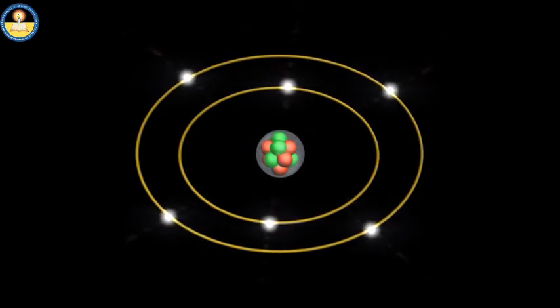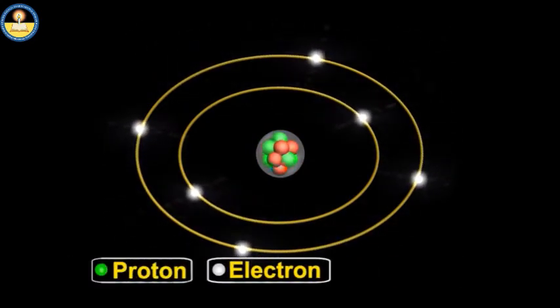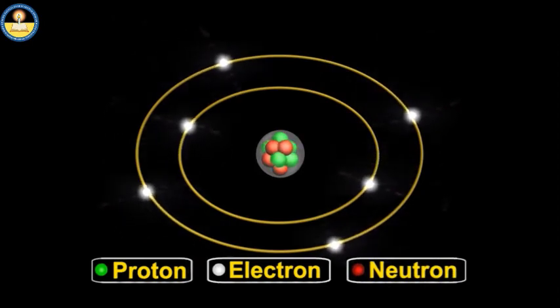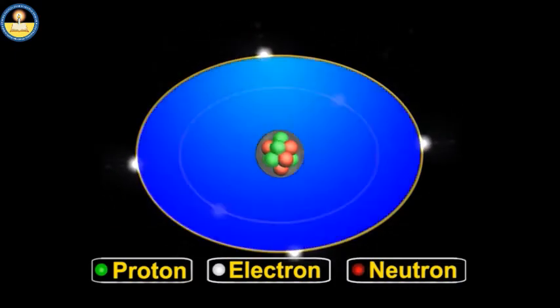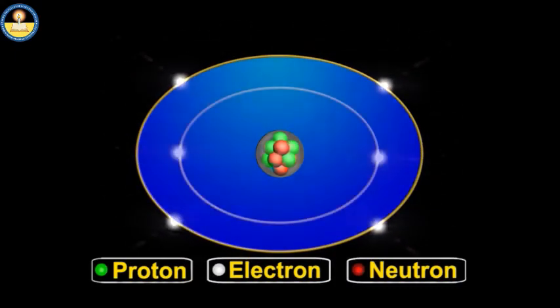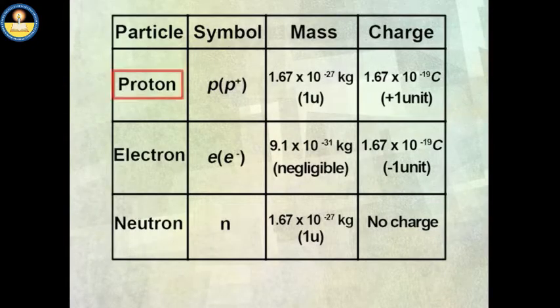We have studied the 3 subatomic particles, that is electrons, protons and neutrons. Out of these, protons and neutrons are present in the nucleus, while the electron is present in the extranuclear portion. We can sum up this information as follows. Proton, symbol P+, with a mass of 1.67 x 10^-27 kilograms and a charge which is equal to 1.67 x 10^-19 coulombs.